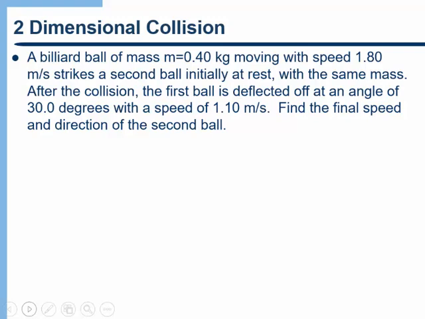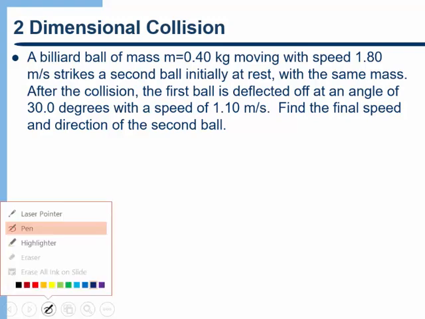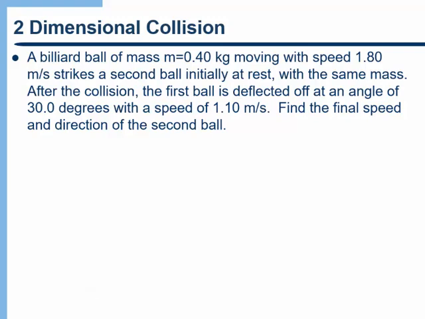Let's look at a second problem. A billiard ball of mass 0.4 kilograms moving with a speed of 1.8 meters per second strikes a second ball initially at rest with the same mass. After the collision, the first ball is deflected off at an angle of 30 degrees with a speed of 1.1 meters per second. Find the final speed and direction of the second ball. So I'd like you to try this on your own, but let's first just draw the diagram together to make sure that we understand what's going on.